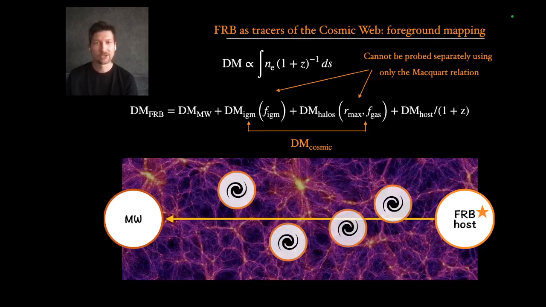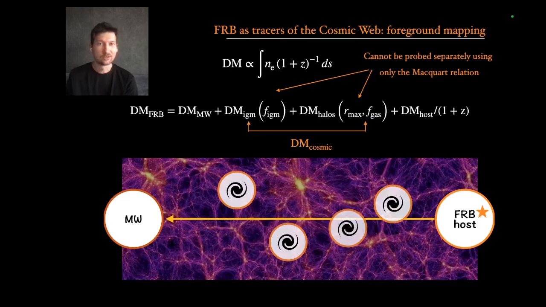Then we have a large contribution from the diffuse gas in the cosmic web on the megaparsec scale, which is termed DM-IGM, and it is a function of the fraction of baryons that reside in the IGM, call it F_IGM. And finally, we have a cumulative contribution from all the foreground galaxies, the galactic halos, that are intersected by the FRB signal. It is a function of the extent of the halo and the fraction of CGM baryons inside a given individual halo.